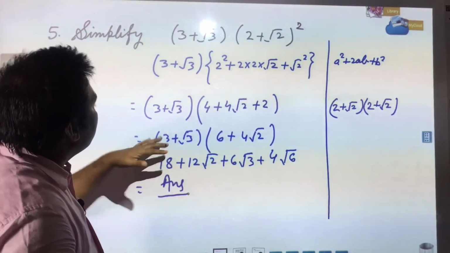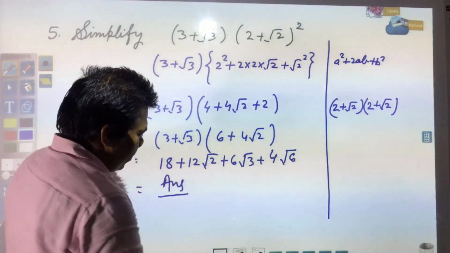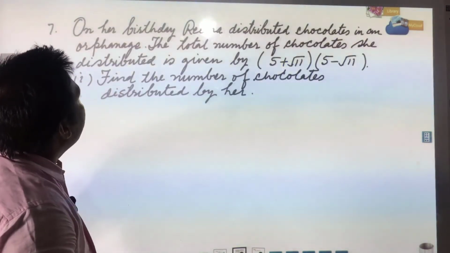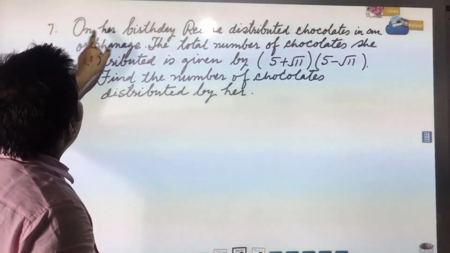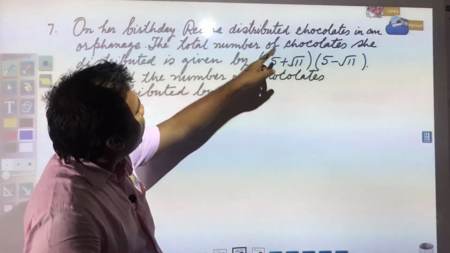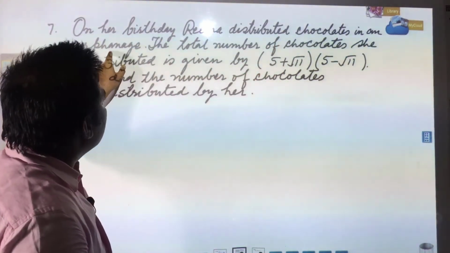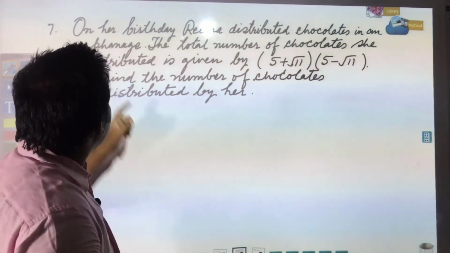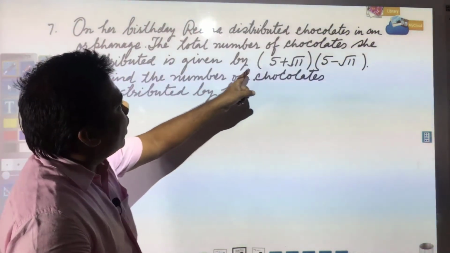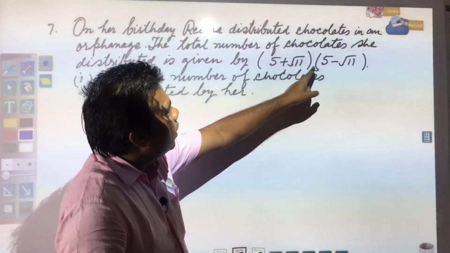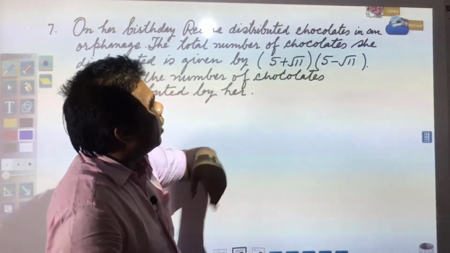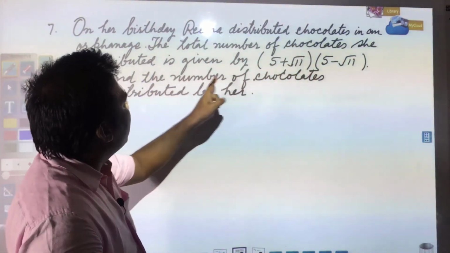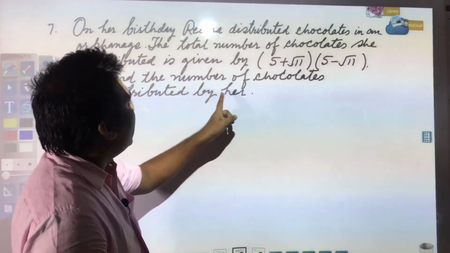So, in this way this is required to be simplified. Next question you have: on her birthday Reema distributed chocolates in an orphanage. The total number of chocolates she distributed is given by 5 plus root 11 and 5 minus root 11. Find the number of chocolates distributed by her.